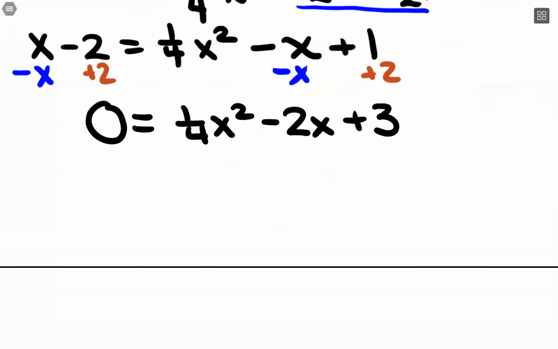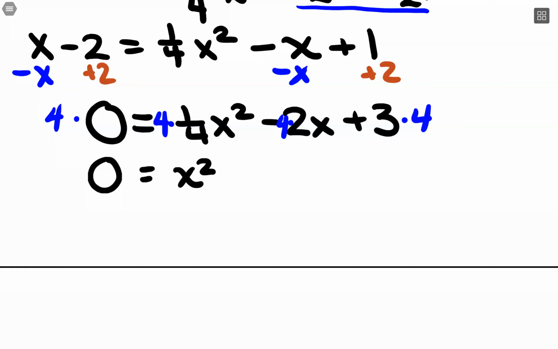Now, we have a quadratic, and we've got a fraction in there, and I don't want to work with fractions. But we have an equation here, and that makes it nice because what we can do is multiply both sides of the equation by the same number. And what I'm going to do is I'm going to use that denominator. I'm going to multiply everything by 4. And then that 0 also gets multiplied by 4, which means that just stays 0. 4 times a fourth is 1. 4 times a negative 2 is negative 8. 4 times 3 is 12. And now I have something I can factor.